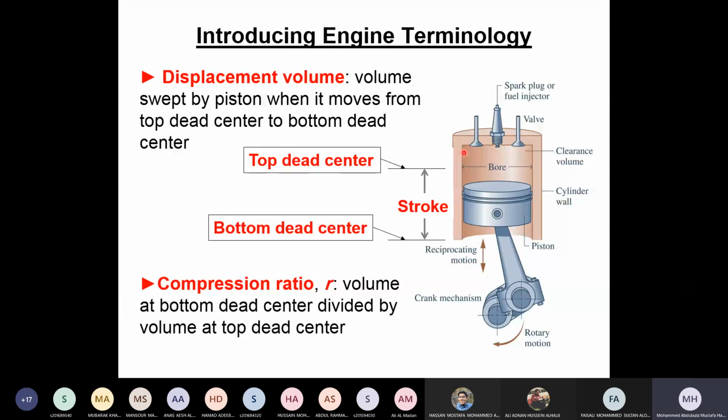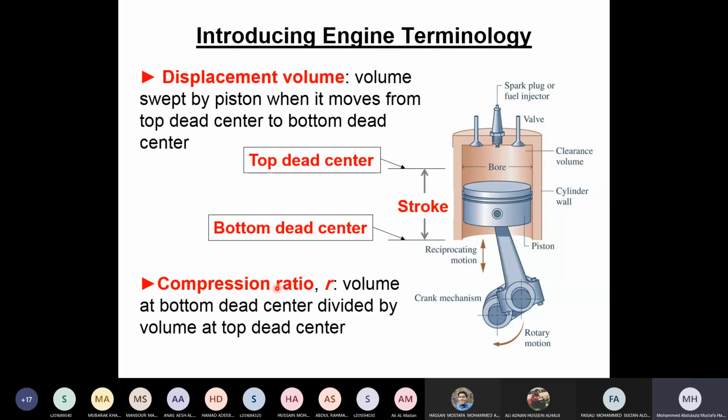And then we call this the clearance volume. Clearance volume is the space left here when the piston goes all the way up. Remember this clearance volume. When we divide the maximum volume by the clearance volume, this gives us the compression ratio. The volume from this point to this point is the total volume, the maximum volume we reach, and this is the clearance volume.